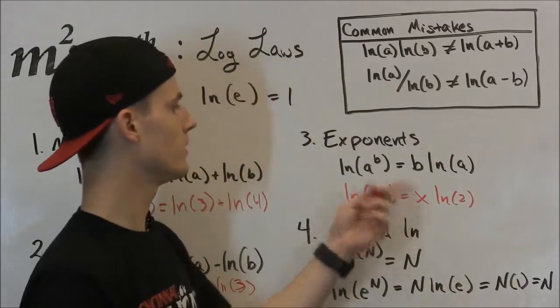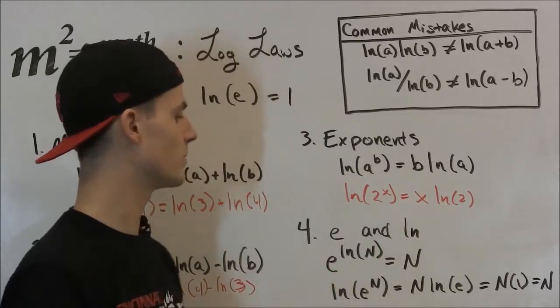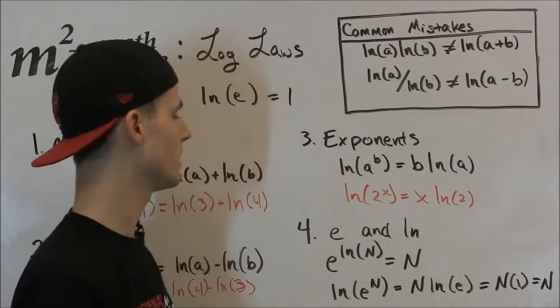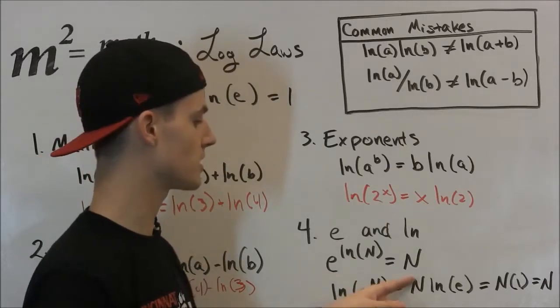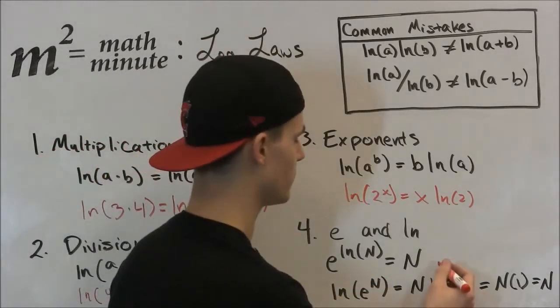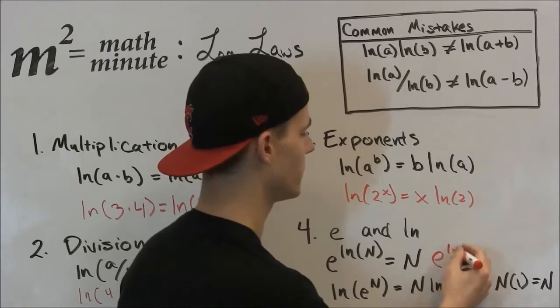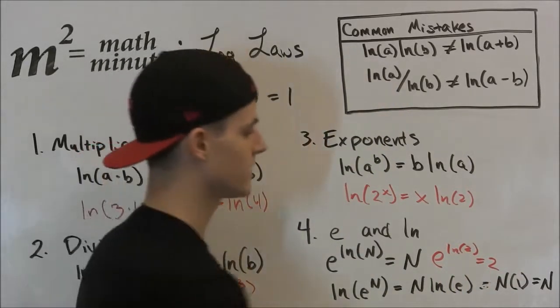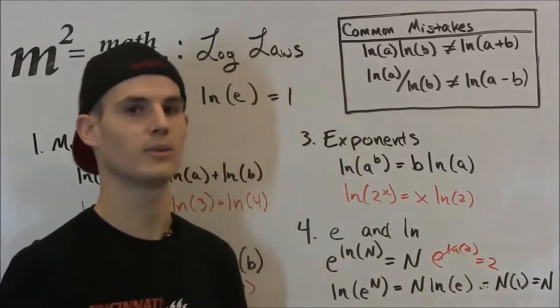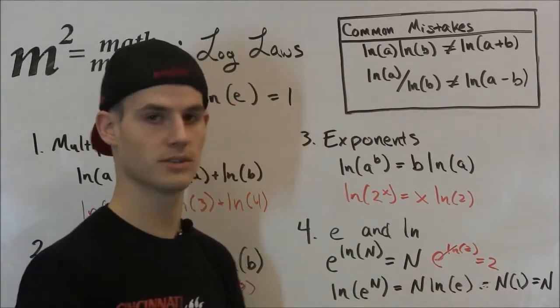So this has been the exponents one. Now let's talk about some really specific cases. If we have e to the ln of anything, this is just that anything. So let's do an example. e to the ln of 2 equals 2. An easy way to look at this is that these almost cancel each other out in a way. So this is just 2.